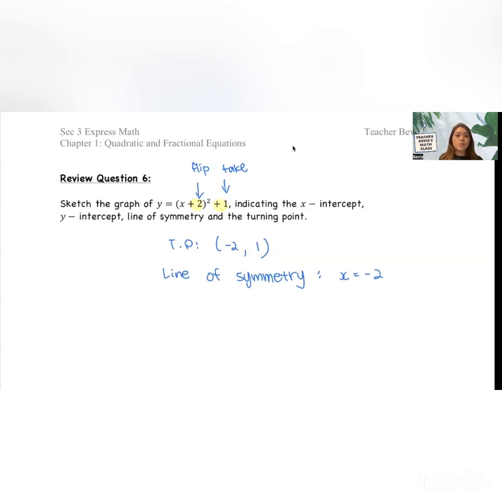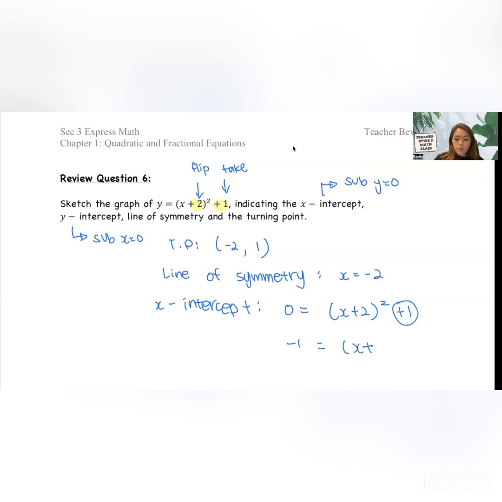Next, I'm just left with my x-intercept and y-intercept to find. To find my x-intercept, I will sub y equals 0. And to find my y-intercept, I will sub x equals 0. Let's start off with my x-intercept. I will sub y equals 0, so 0 equals (x + 2)² + 1. I will shift this +1 over, and I'll get -1 equals (x + 2)².